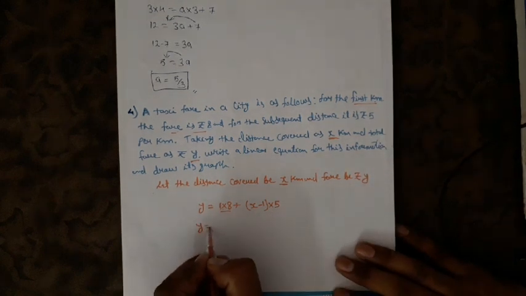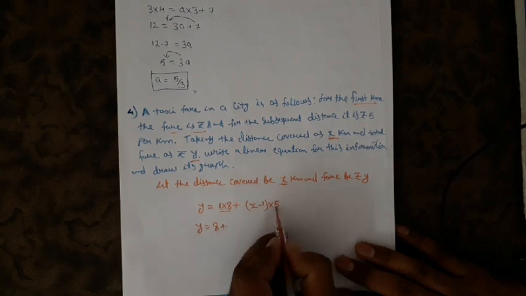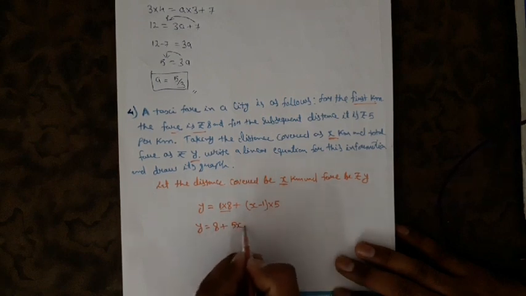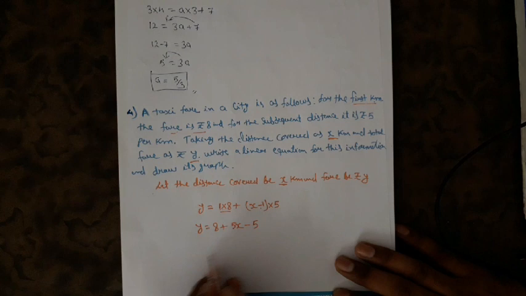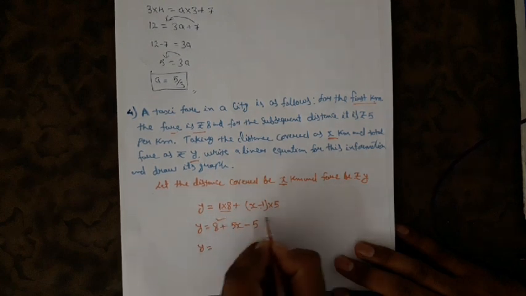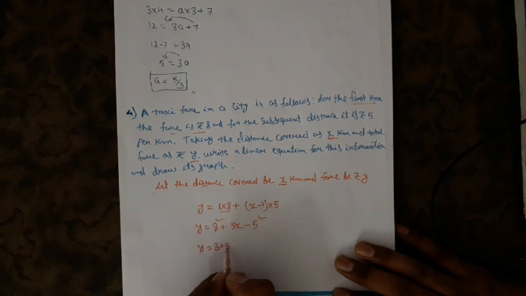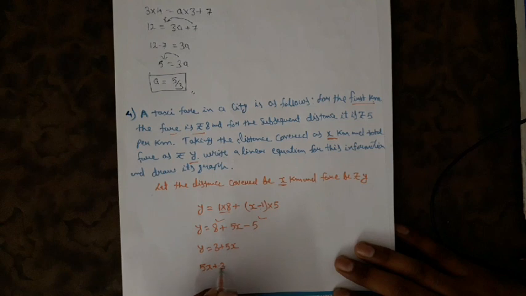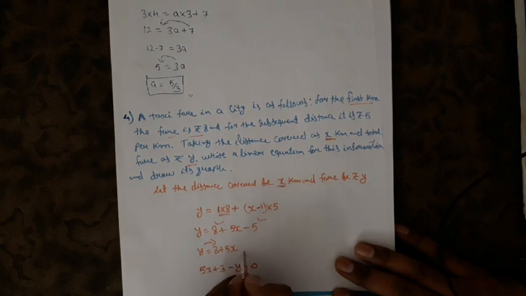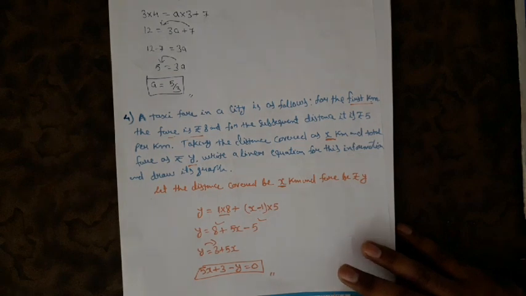Then for y I'll get 8 into 1 plus 5 into x, I'll get 5x, and minus 5 into 1, I'll get 5. So finally we have y equals 8 minus 5, 3, plus 5x. So I can write it like this: 5x plus 3, and if I shift y, it would be 5x minus y plus 3 equals 0, or you can take this directly as the equation. So this is the linear equation in two variables.